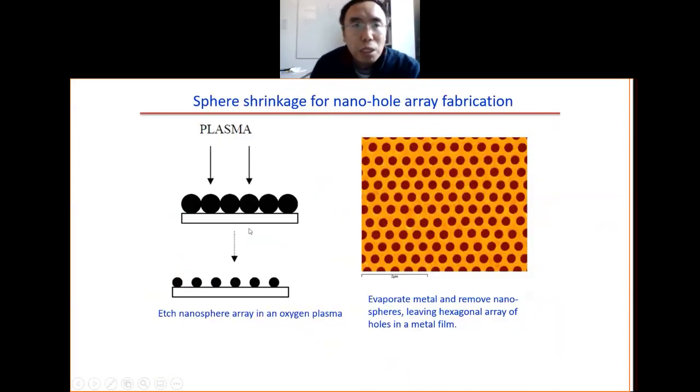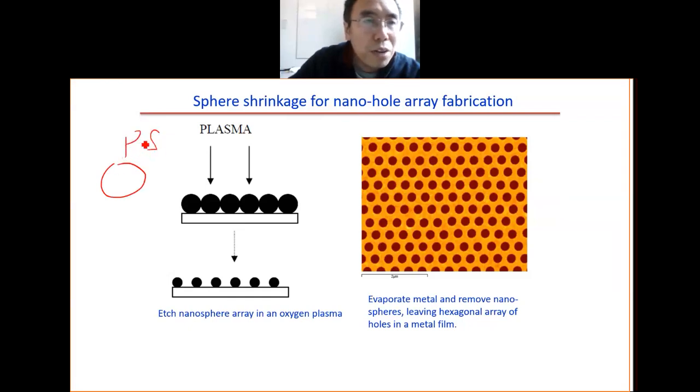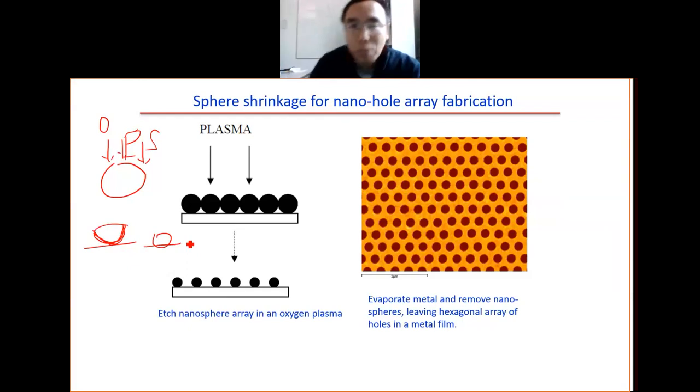But actually, when the sphere is shrunk, it's not like this. You can imagine if we have this polystyrene sphere, after etching it becomes maybe something like this. If we have oxygen plasma here and etch it, it becomes something like this, rather than like this. But it doesn't matter. In the end, you get this whole pattern.